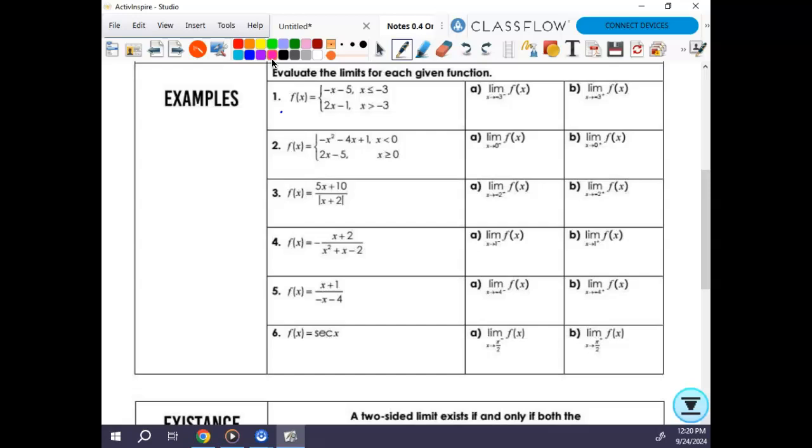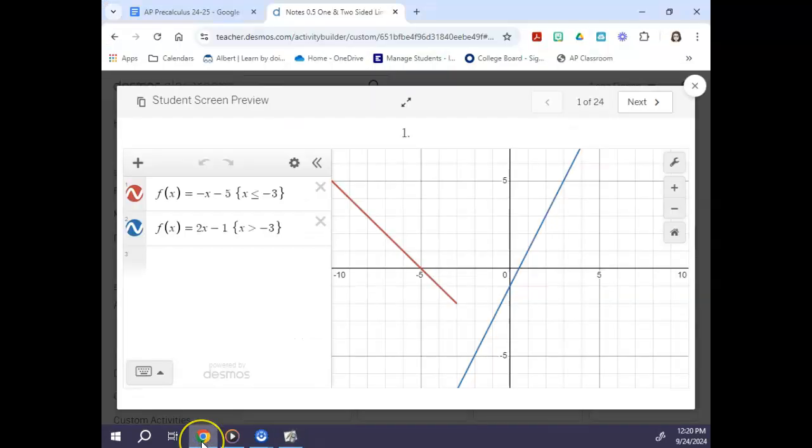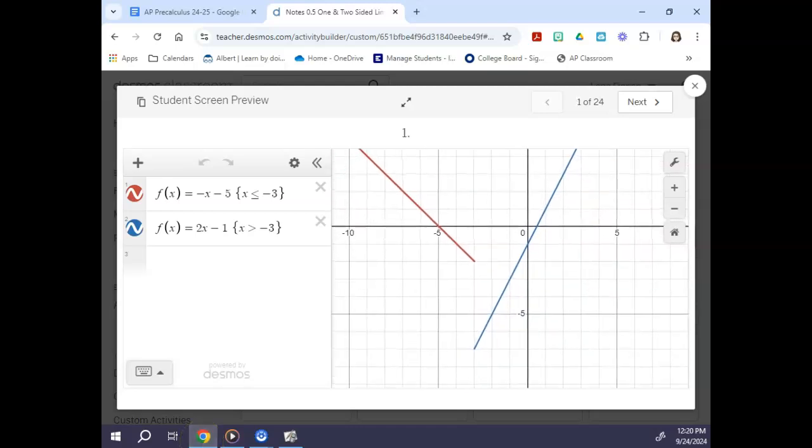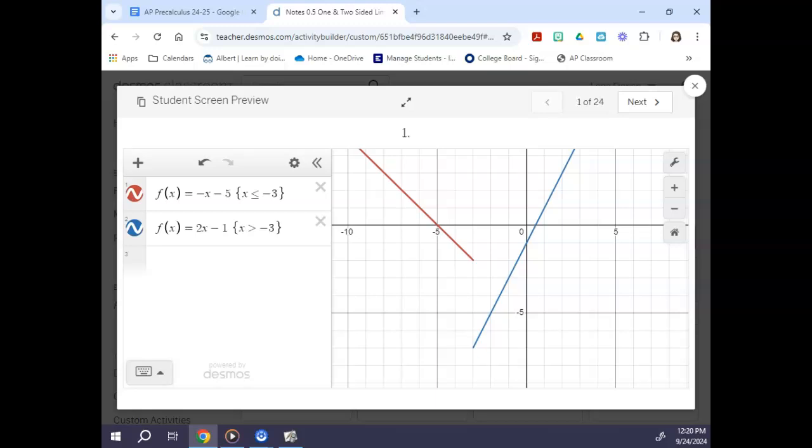All right, so this number 1, this crazy looking function here, because we're doing this graphically right now. This is what the graph looks like. Okay? So the first part says the limit as x approaches -3 from the left. So as x is approaching -3 from the left, what is y approaching? -2, exactly. So write that down. And as x approaches 3 from the right, what is y approaching?